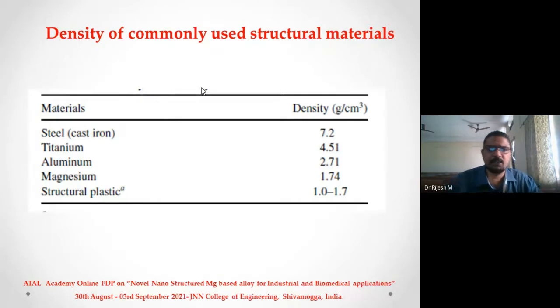This is the comparison of densities. 7.2 gram per cc is your steel's density. When you compare to steel, magnesium is only 1.74, very close to what your plastics' density is. And aluminum, which is the most widely used material in aircraft, may find a replacement soon with magnesium, provided we have good processing methods.